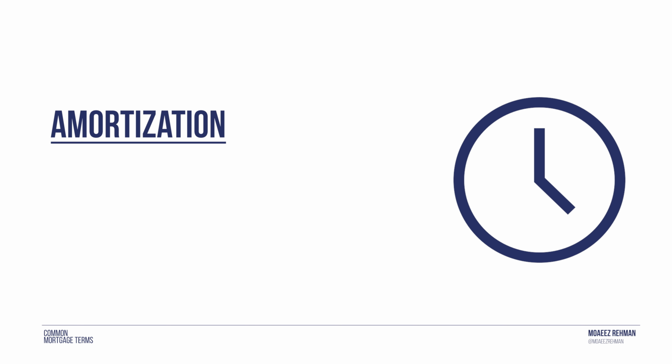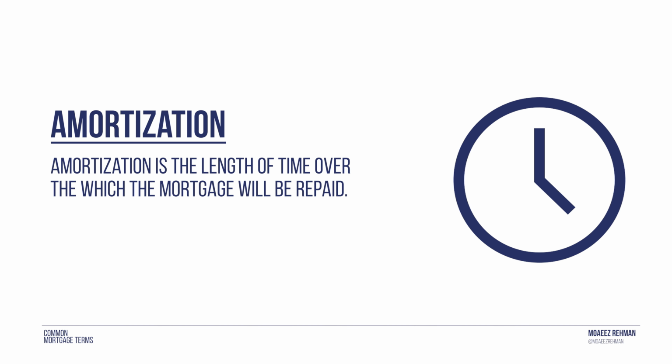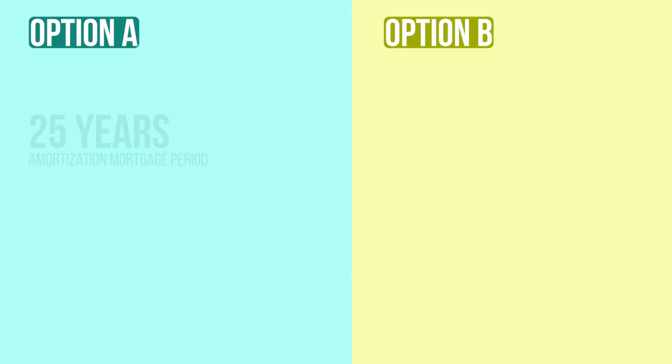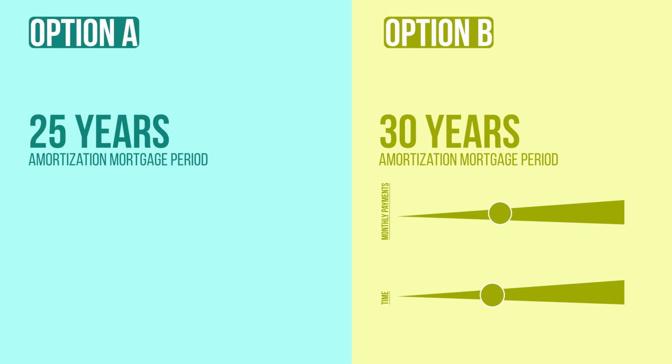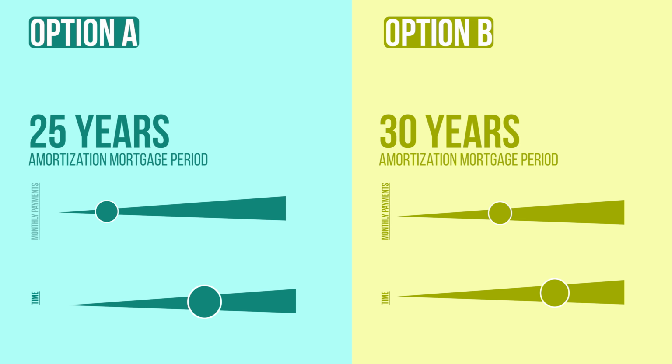So let's begin with the first term in understanding mortgage lingo, and that is amortization. This is the length of time over which the mortgage will be repaid. So when you get a mortgage nowadays, you'll be provided two options depending on the lender. Either you can get a 25-year amortized mortgage period, or you can get a 30-year amortization for your mortgage. The longer duration mortgage, the 30-year amortization mortgage, will have lower monthly payments, but then you will have to pay your mortgage for an extra 5 years to completely pay it off. 25-year amortization allows you to pay off your mortgage quicker. However, the monthly payments are a little bit higher.